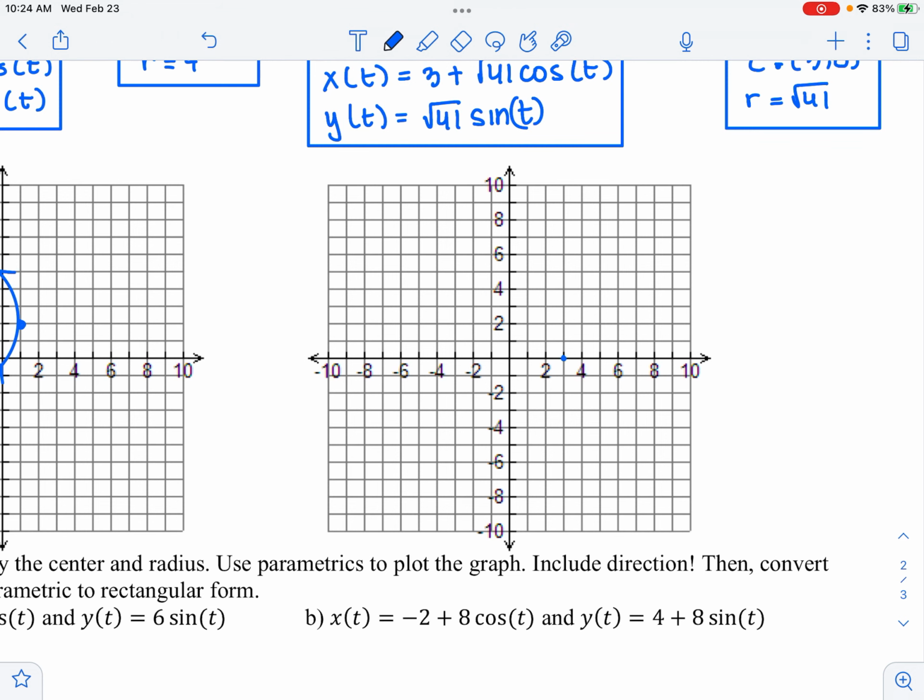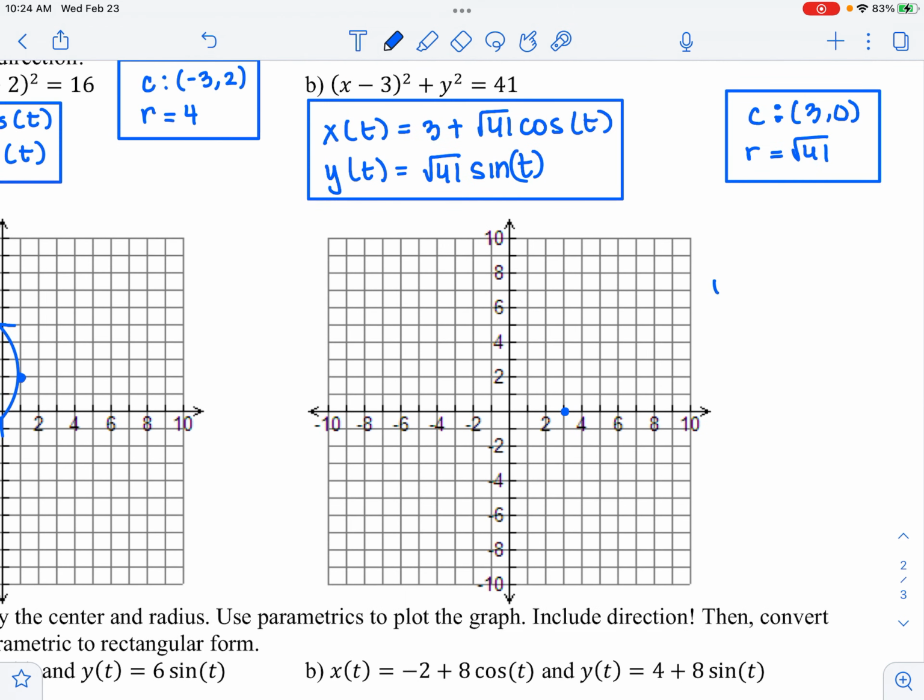I'll start by graphing my center, which is 3, 0. I need an approximation of root 41 because I have to get an approximate radius. So root 41 is a little bit more than 6, so 6 point something. It's more than root 36, but less than root 49. So I'm going to go to the right 6 and a little bit more, to the left 6 and a little bit more, up 6 and a little bit more, down 6 and a little bit more. And then I'll go ahead and connect these points to get my circle. And then once again, don't forget to show your direction. This is counterclockwise.